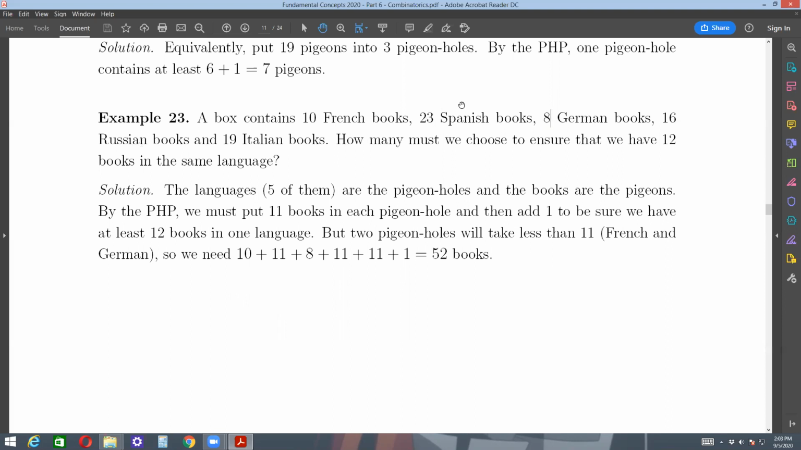Now you're not including 12, right? Because if you include 12 of this and 12 of that and 12 of that, you're overcounting, because we just want 12 in any language. So if I included this 10 and this 8, and I include 11 of these, 11 of these, and 11 of these, and then I choose any random book to add to that, the other book I add will be either a Spanish or a Russian or an Italian, right? And then whichever one it is, that language will have 12 books. So that's all I need. I don't need to include a 12th one here and here and here. It's just one of those. So the answer works out to be 52.